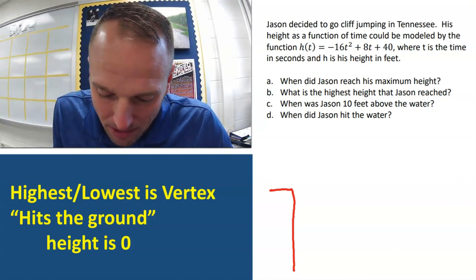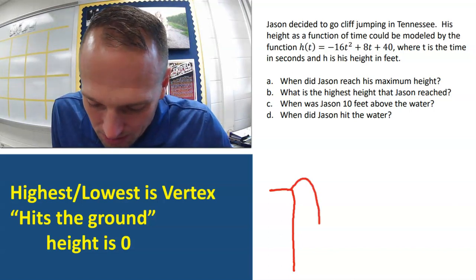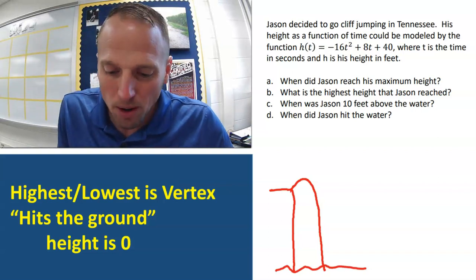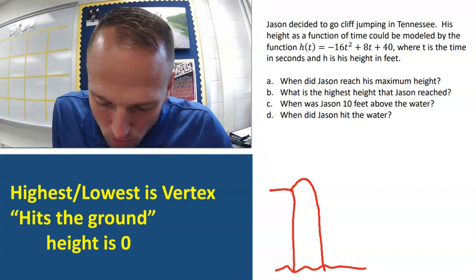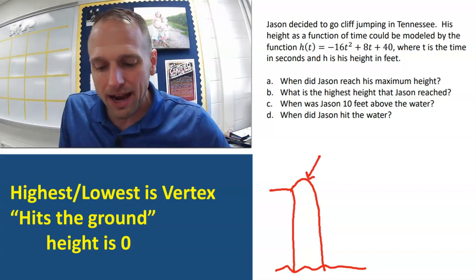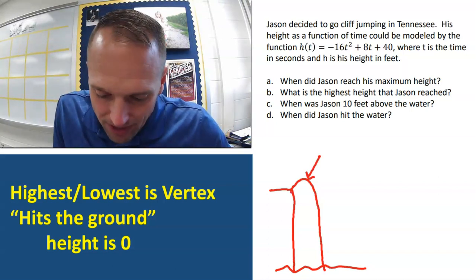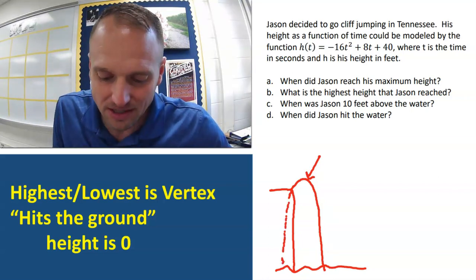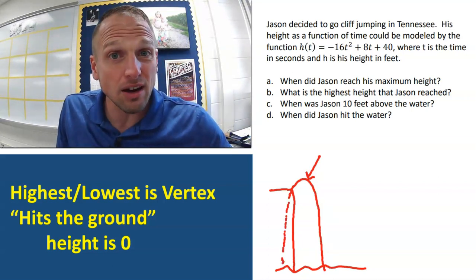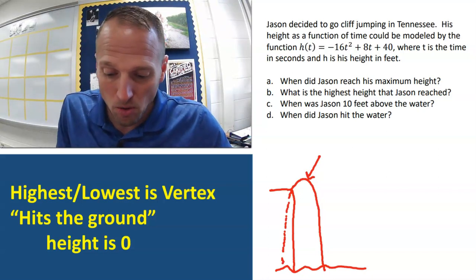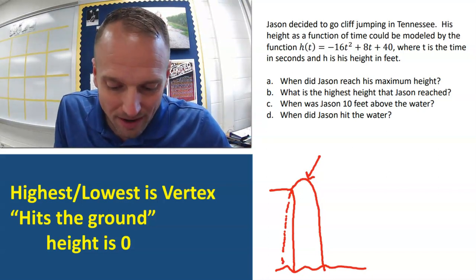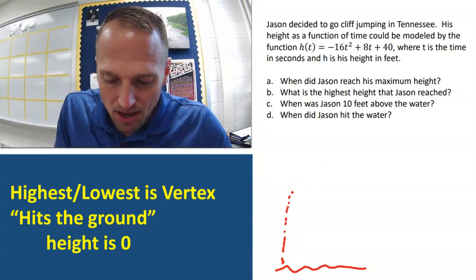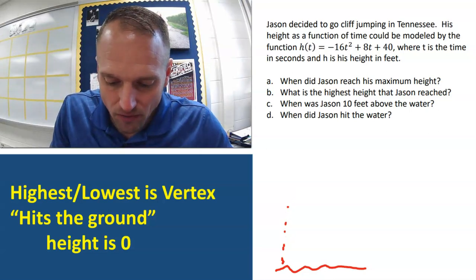So Jason's standing on the top of the cliff. He jumps up a little bit and he comes down and he lands in the water down here. What I want to know for letter A is this point right here. When did Jason reach his maximum height? Well, if I just continue this down this way, which doesn't really exist, I'm just drawing this, you see what we've got here? We've got an upside down parabola, all right? And the middle of that parabola, right there at the top, that is called the vertex, right? And we know how to find the vertex.